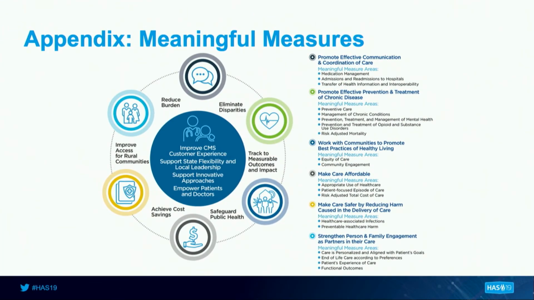We do have a couple of areas that speak directly to mental health. And if you go into CMIT, the CMS Measures Inventory Tool, one of the areas that you can filter by is meaningful measure area. So you could click the prevention, treatment, and management of mental health priority or meaningful measure area, and it will show you all of the measures that we've categorized under that area that are actively implemented in our programs.